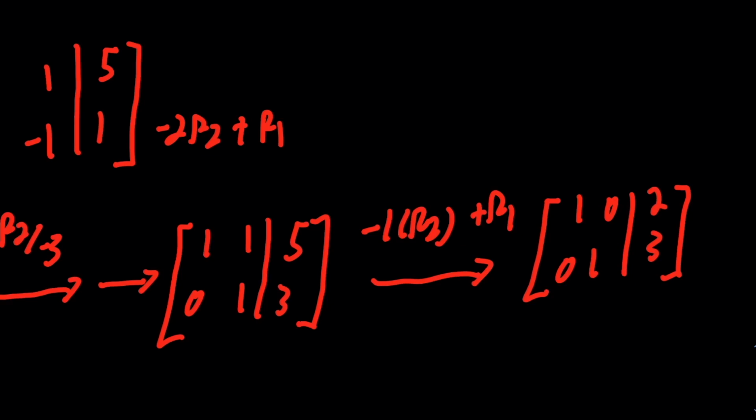And there you have it. Our augmented matrix is now in row echelon form. We can easily read the solution from it. x is equal to 2 and y is equal to 3.